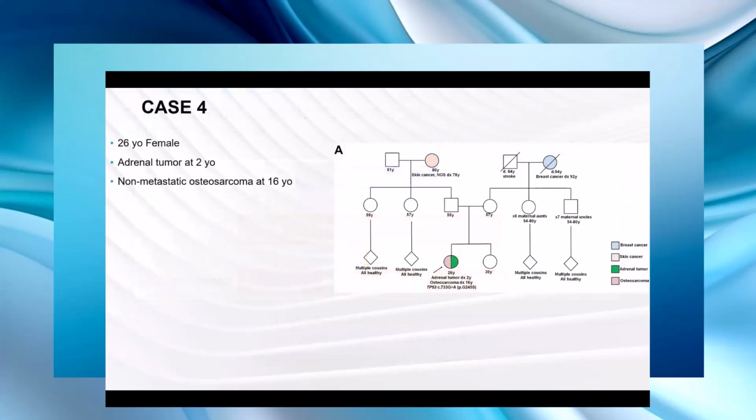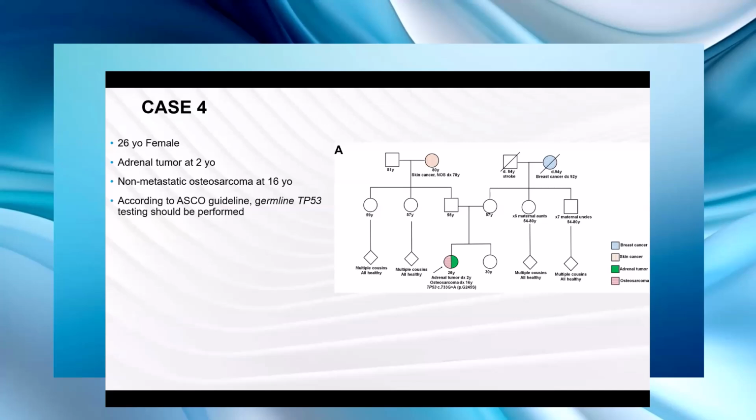Case 4 involves a 26-year-old female patient who had an adrenal tumor diagnosed at a pretty young age, 2 years old, and later, at 16 years old, she had osteosarcoma. The family history, in contrast to the previous case, is not that significant. Her paternal grandmother had a skin cancer diagnosis at the age of 78, and her maternal grandmother had breast cancer diagnosed at 92 years old.